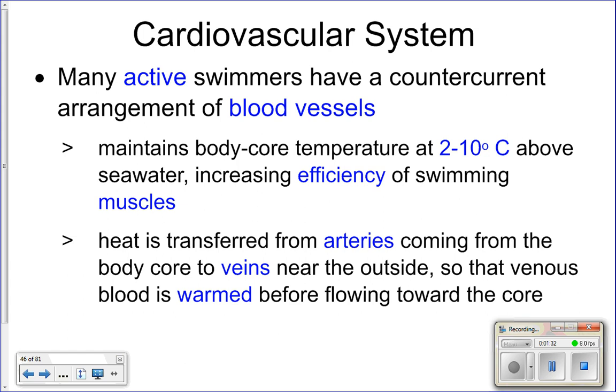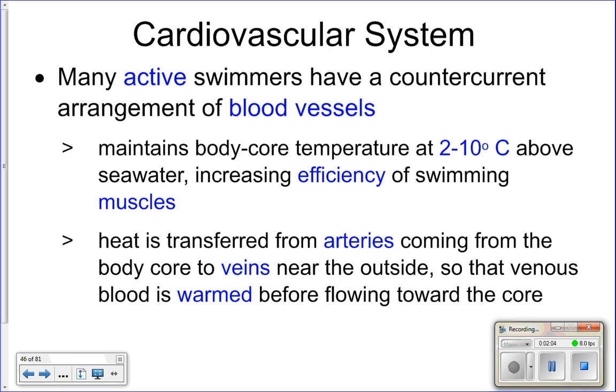And what happens is heat exchange. So the blood that's going out from the heart, out towards the surface of the body, transfers its heat to the blood coming back into the core of the body. So the blood that's coming back gets warmed up so that the core of the fish stays a little bit warmer, right? Because the heat gets transferred from the blood in the arteries to the blood in the veins and warms up the blood as it goes back to the core. And then the blood that's going out towards the surface of the body gets cooled off a little bit.